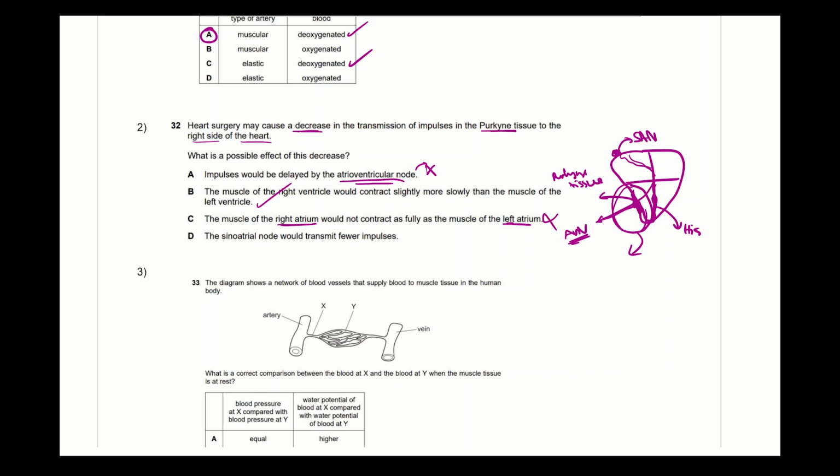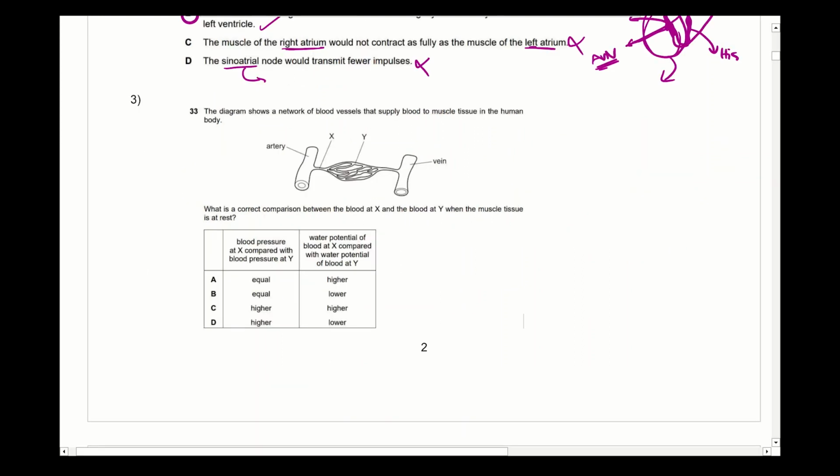D. The sinoatrial node would transmit fewer impulses. We also said that the Purkinje tissue has nothing to do with the sinoatrial node, which determines the impulse rate. Therefore, this is incorrect, and the answer is going to be B.